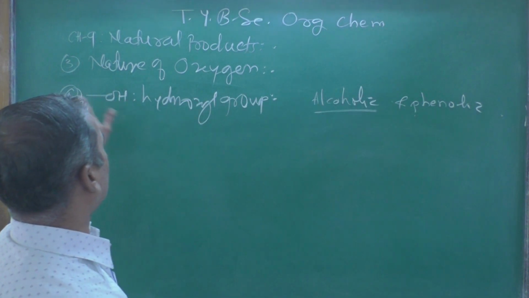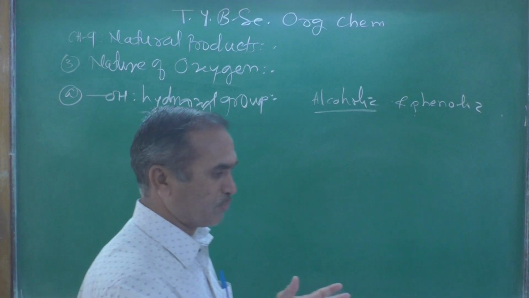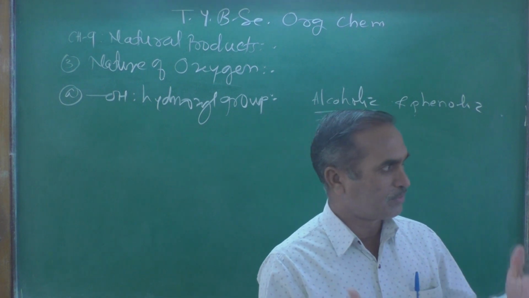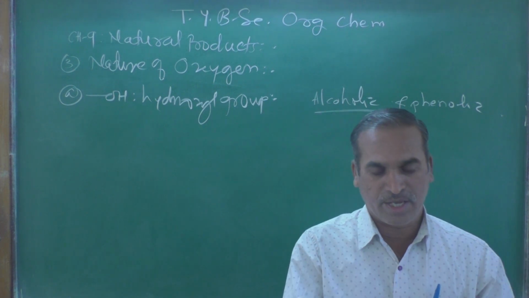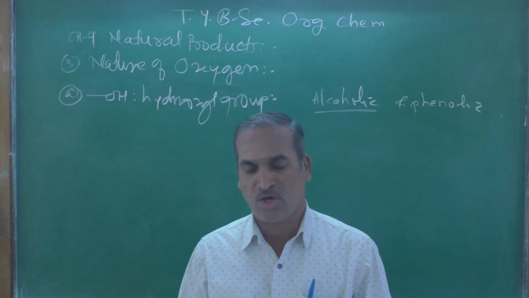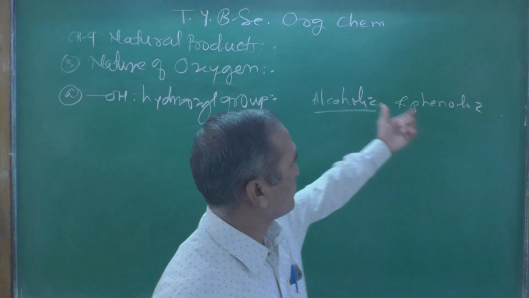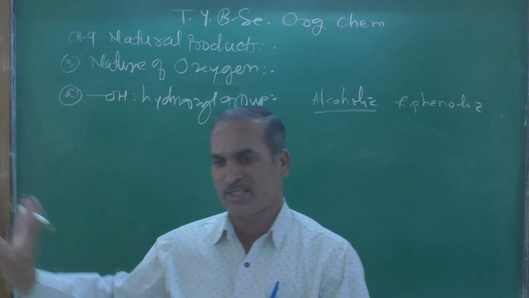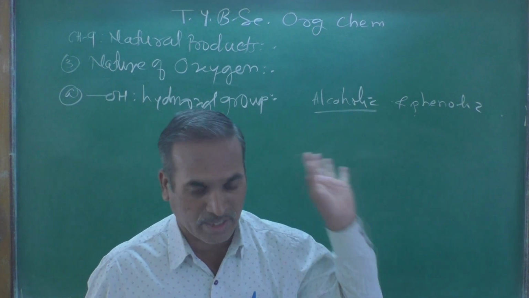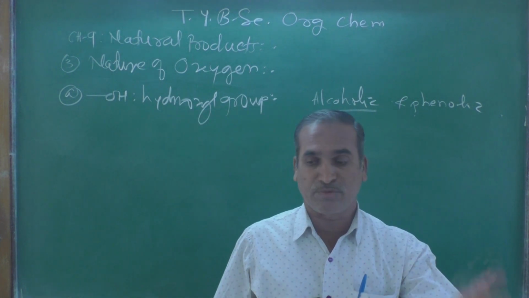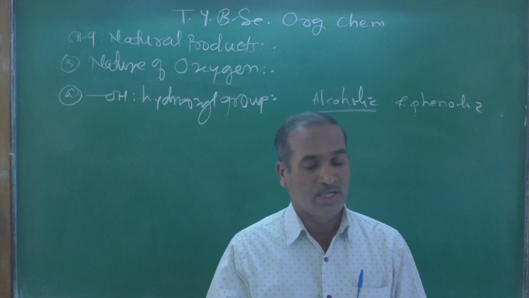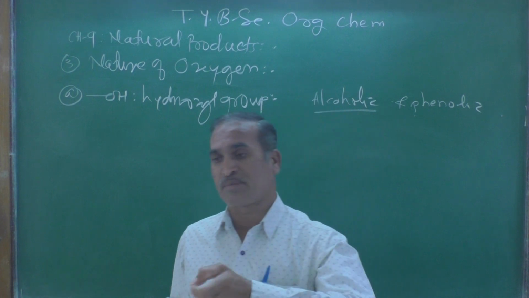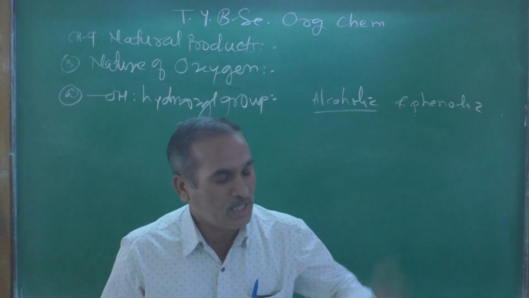As a general method, if you prepare a derivative, or if you treat with a reagent like acetic anhydride or acetyl chloride, in both phenolic and alcoholic groups the hydrogen atom gets replaced very easily, and you get the formation of the acetyl derivative. That indicates whether it is a monoacetyl or diacetyl derivative, that is, how many hydroxyl groups are present in the alkaloid.